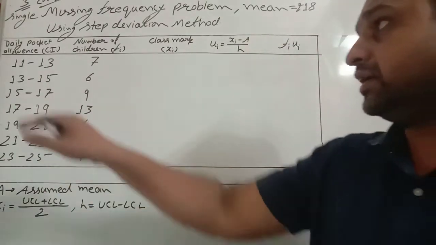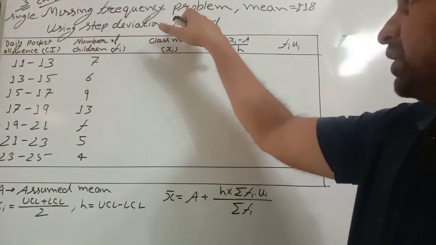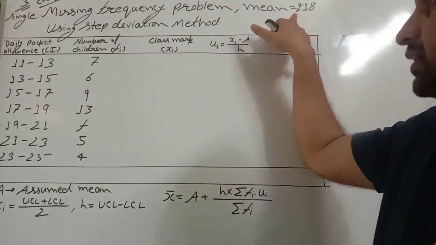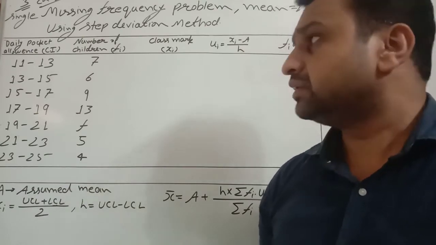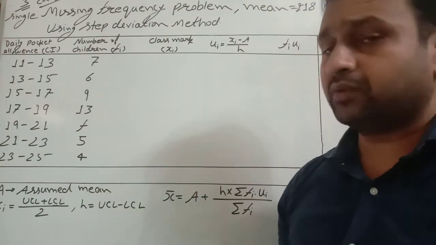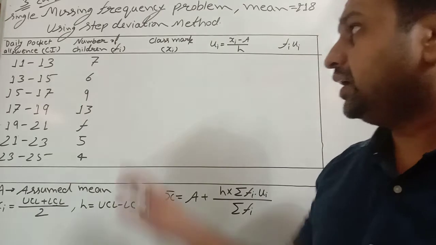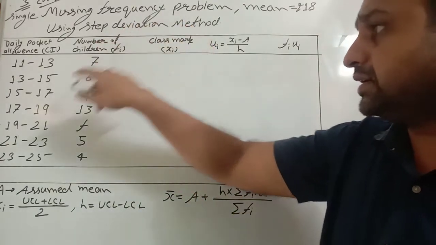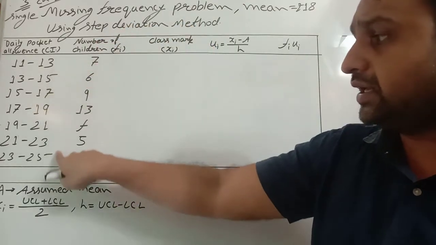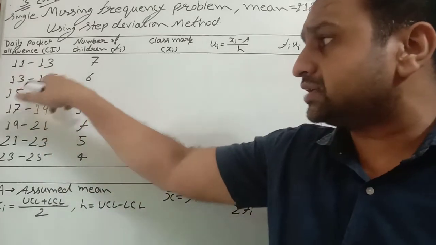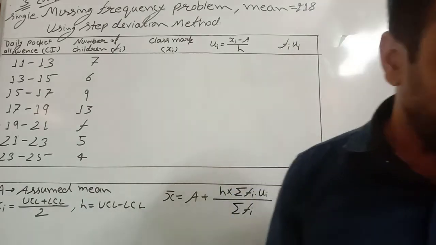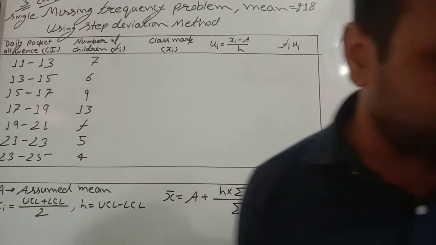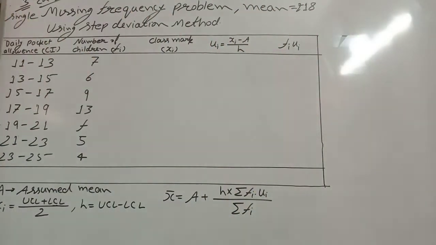So we can say that it is a single missing frequency problem in which mean equal to ₹18 is given, and we can use any method, but generally we use step deviation method mostly. And the condition for step deviation method is the class size for each class interval must be same. You can say that class size in every class interval is 2. So now we use step deviation method to find out the single missing frequency.